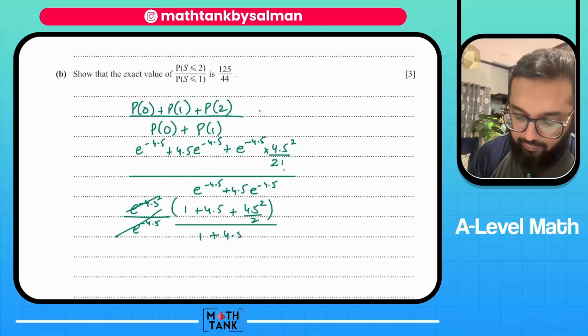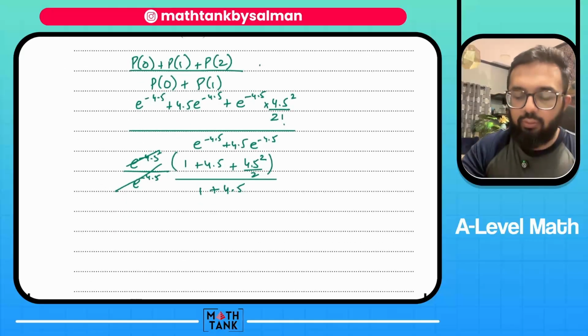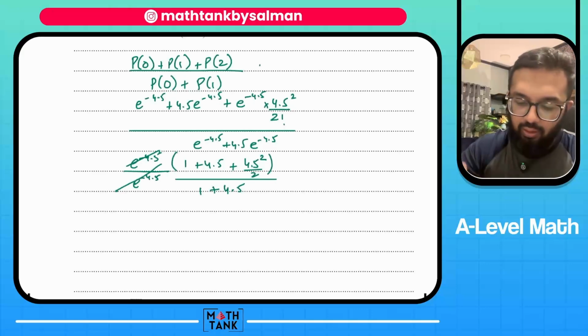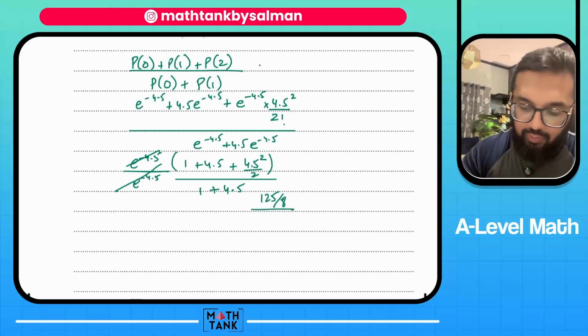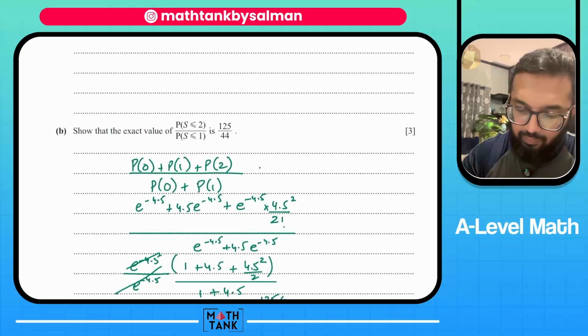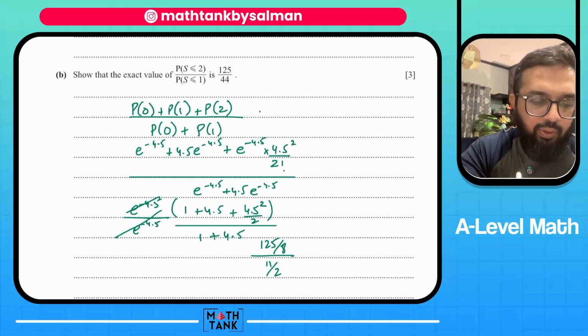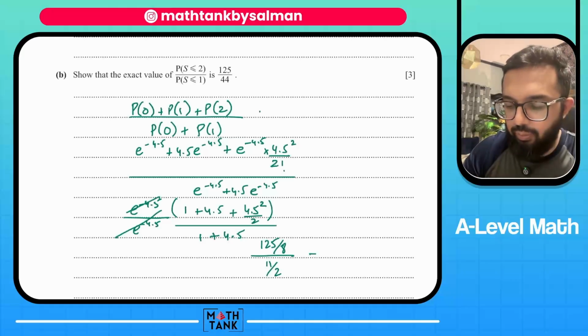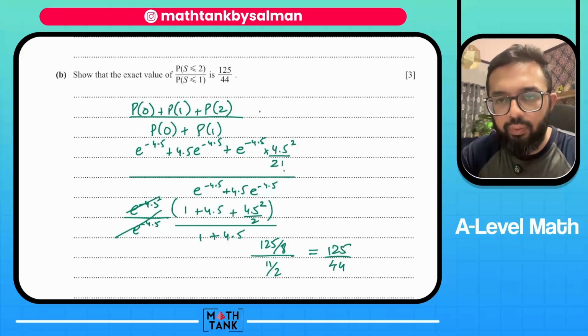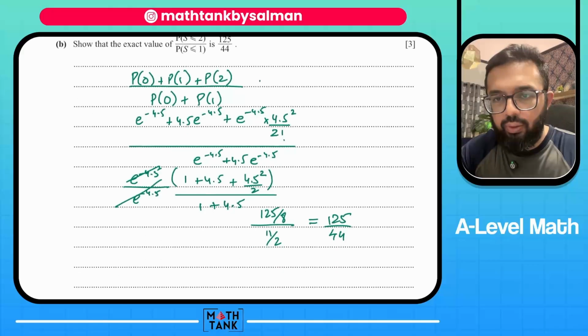1 plus 4.5. So what's 1 plus 4.5 plus 4.5 squared over 2? 125 over 8. So 125 over 8 divided by 5 over 44. I think this is a proof for you to work along with.